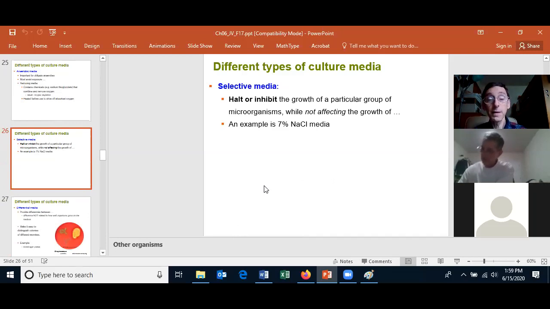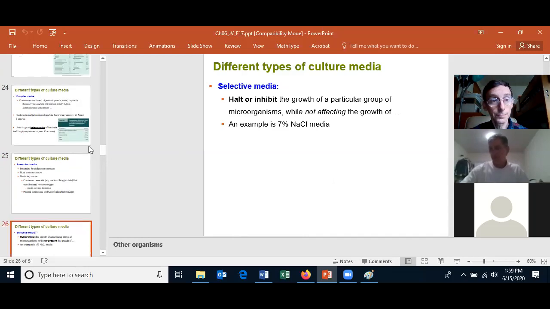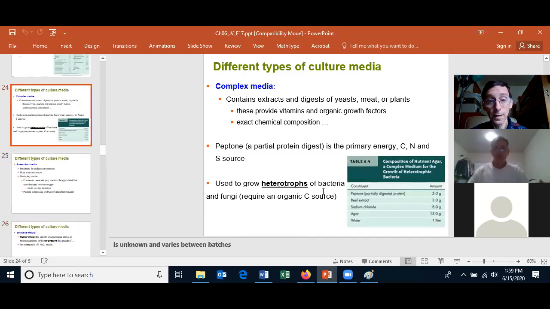There are different types of media. Many of the media that we've talked about so far have been general purpose media, like the complex media, nutrient agar, or nutrient agar with yeast extract. These are general purpose media. General purpose means that we use it generally to grow many organisms. It doesn't grow everything. Actually, there's no media that grows everything.